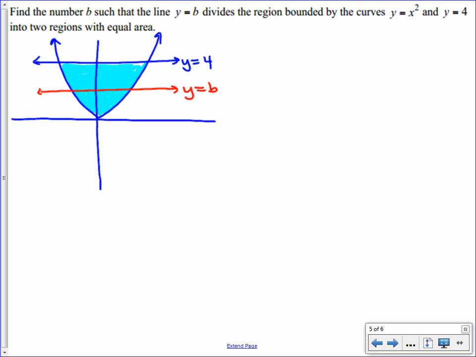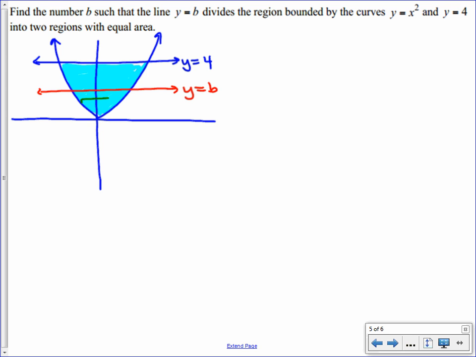Now, what kind of integrals will be helpful? Because you know it's 0 to 4. Okay, what we could do is set up two integrals, one that goes from 0 to b, and one that goes from b to 4. What are you supposed to determine right now?